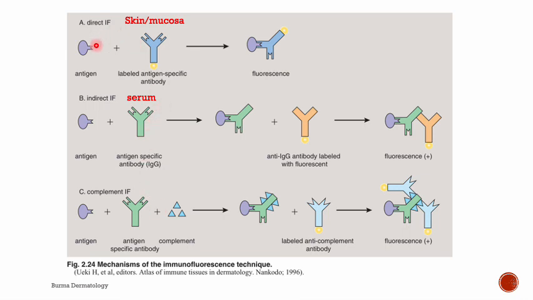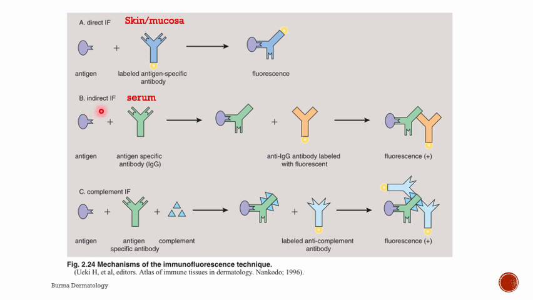So here, direct immunofluorescence is a single-step procedure that directly detects the fluorescent antigen-antibody reaction in the patient's skin and mucosa. The antigen in the patient's skin or mucosa is detected by reaction with a labeled antigen-specific antibody, and it shows fluorescence under the immunofluorescence microscope.